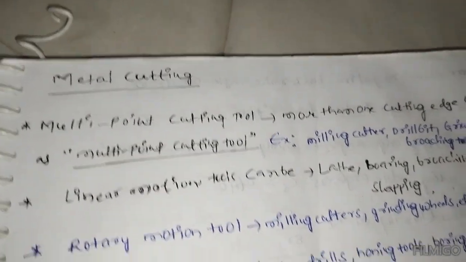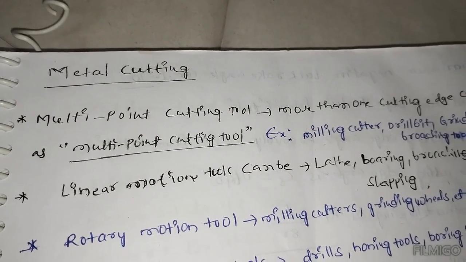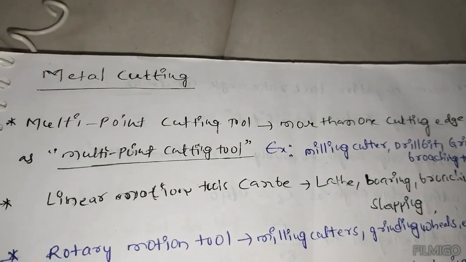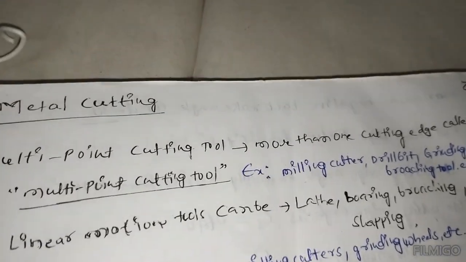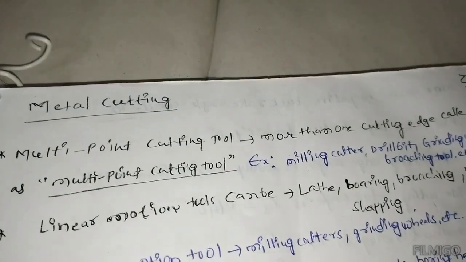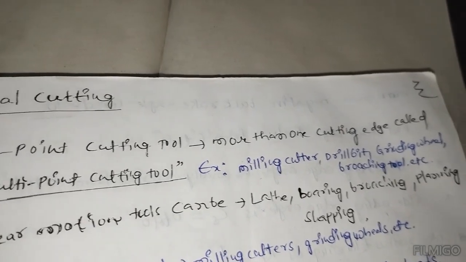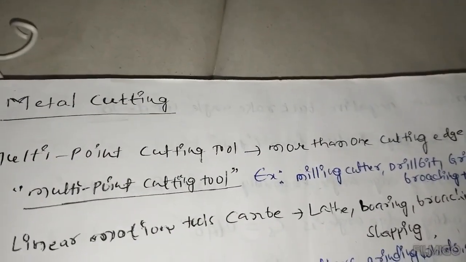Production in metal cutting. Metal cutting with a multi-point cutting tool. A multi-point cutting tool is a tool with more than one cutting edge. So, a tool with more than one cutting edge is called a multi-point cutting tool.